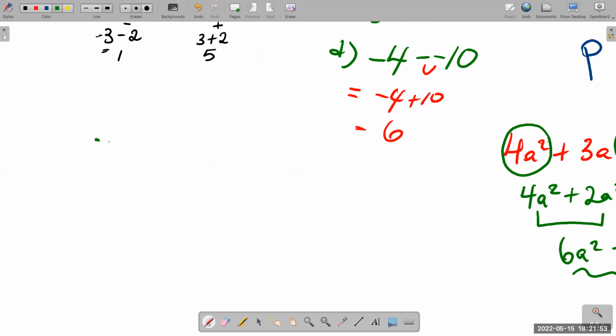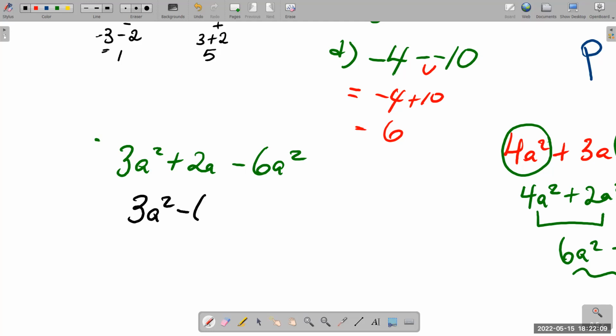If I had 3A squared plus 2A minus 6A squared. Let's go. What we're going to do here, we're going to group the like terms, right? So you end up with 3A squared minus 6A squared plus 2A. How much things can I add? Can I add all three or only two? Excellent, only two, because only 3A squared and 6A squared got the same variable.